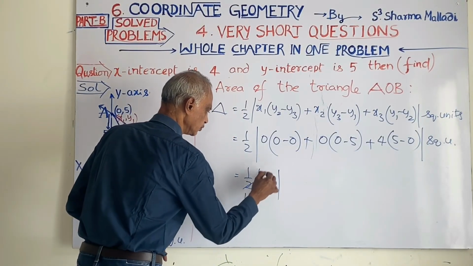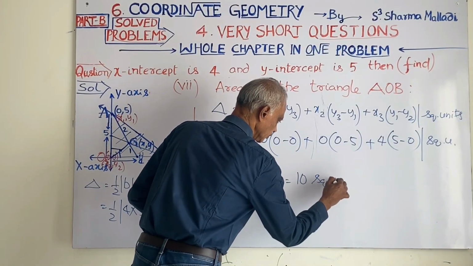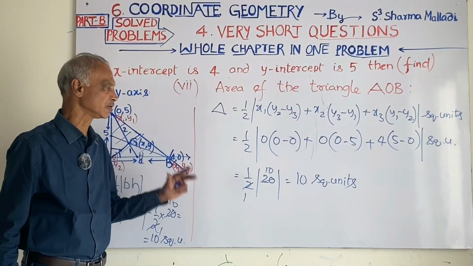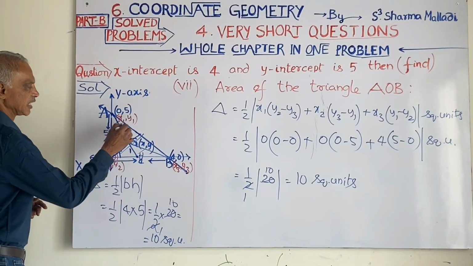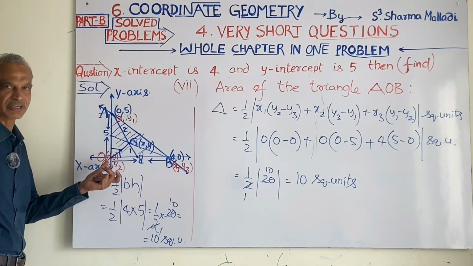2 1s are 2, 10s are. You will get 10 square units. You have to take 10 square units because area will be positive. Now the area of the triangle formed by the straight line and coordinate axis will be 10 square units.